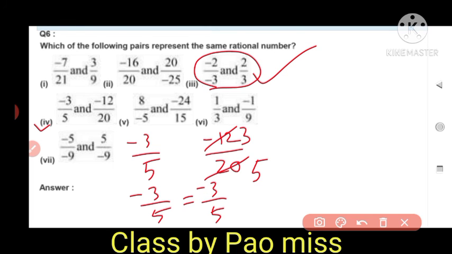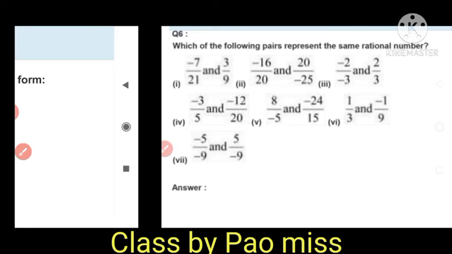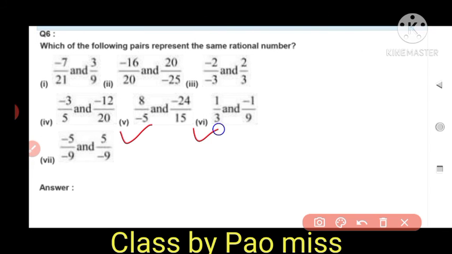So they are what? Equal. They are equal to each other. So in this way you will solve. So hope you have understood. In this way you will reduce them to a least fraction, then you will check they are equal or not. Okay, now question number 5, 6 and 7. These 3 questions will be your homework. Now come to next question.